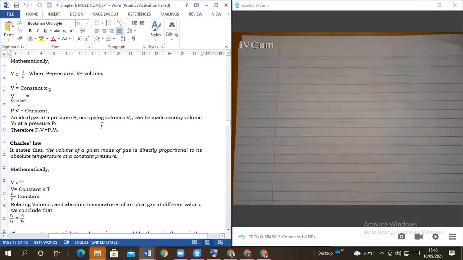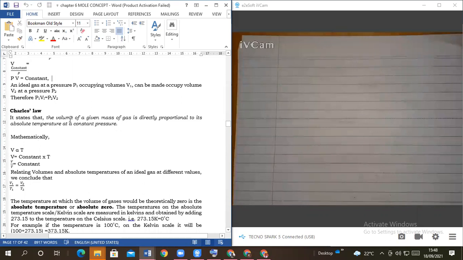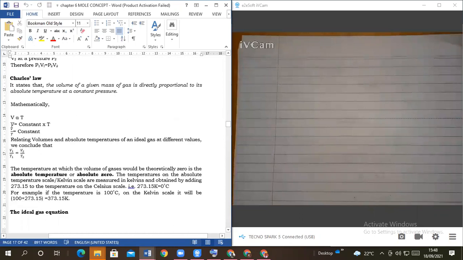That is Boyle's law. Charles' law: the volume of a given mass of a gas is directly proportional to the temperature. The other one, the volume was inversely proportional to the pressure. Now here they are saying the volume of a given gas is directly proportional to the temperature. That's why V is directly proportional to T mathematically. When you put in a constant, K, you say V is equal to a constant times T. Then you say V over T, you are dividing by T, is equal to a constant.